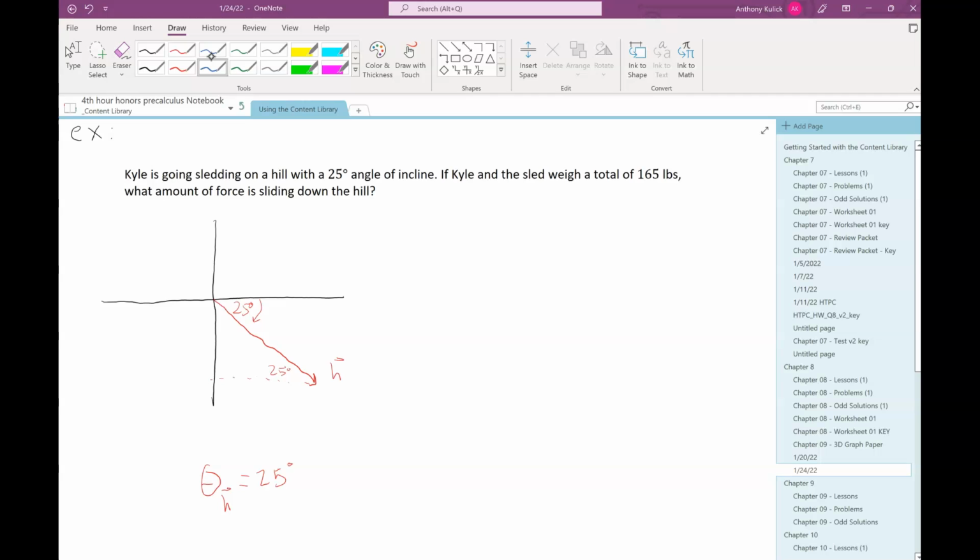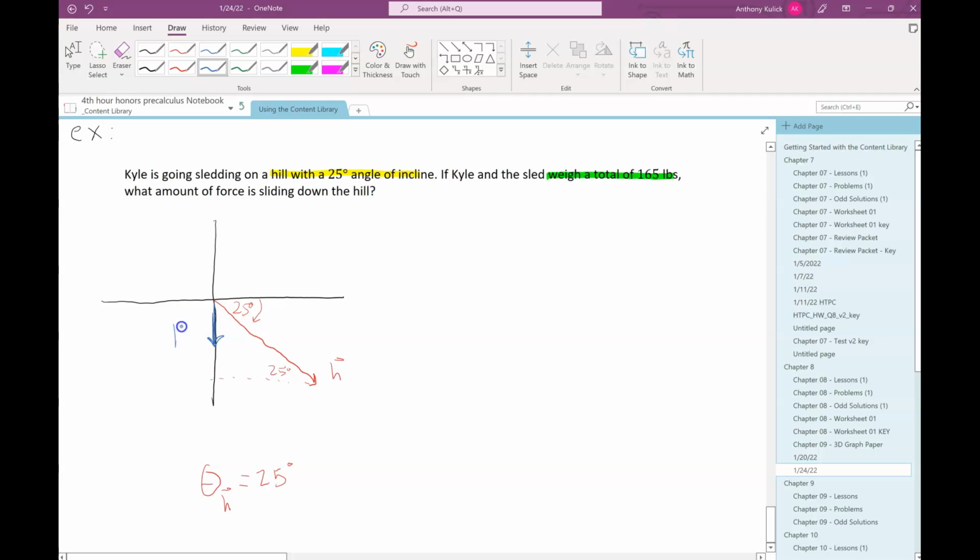For my other vector, it's this weight of 165. So my physicists in the room, any object that has a weight associated with it has a force associated with it. That force is due to what? Gravity. And what direction is gravity pulling? Down. Straight down.